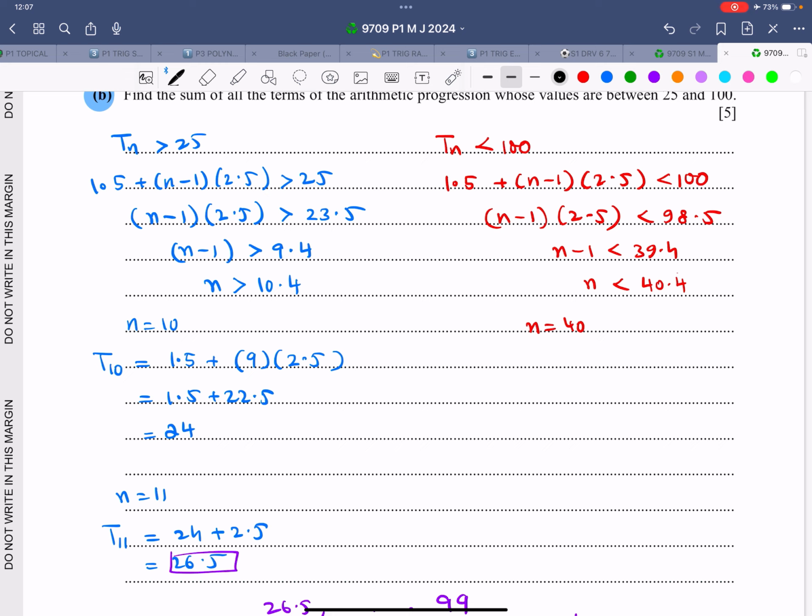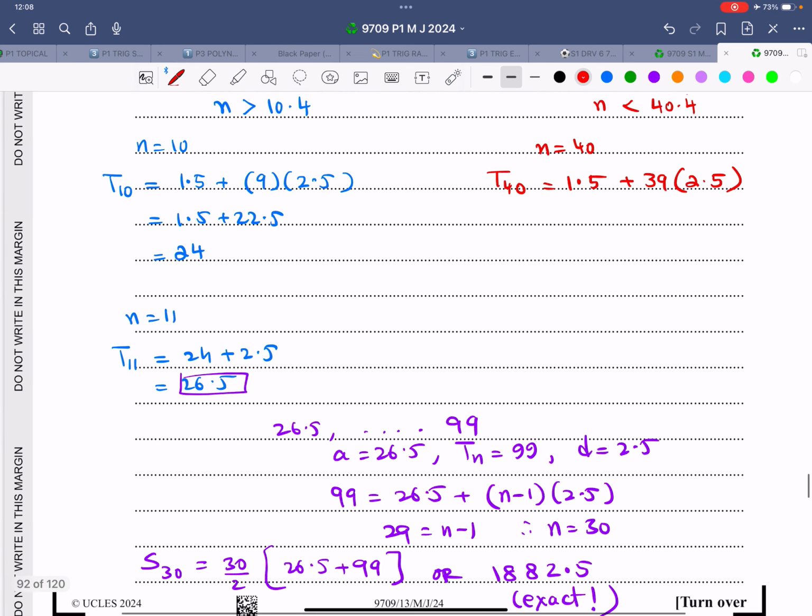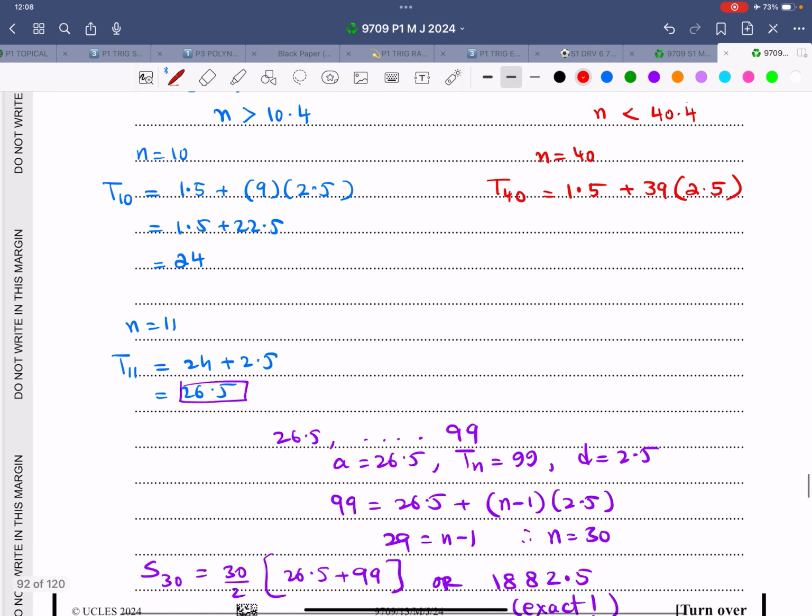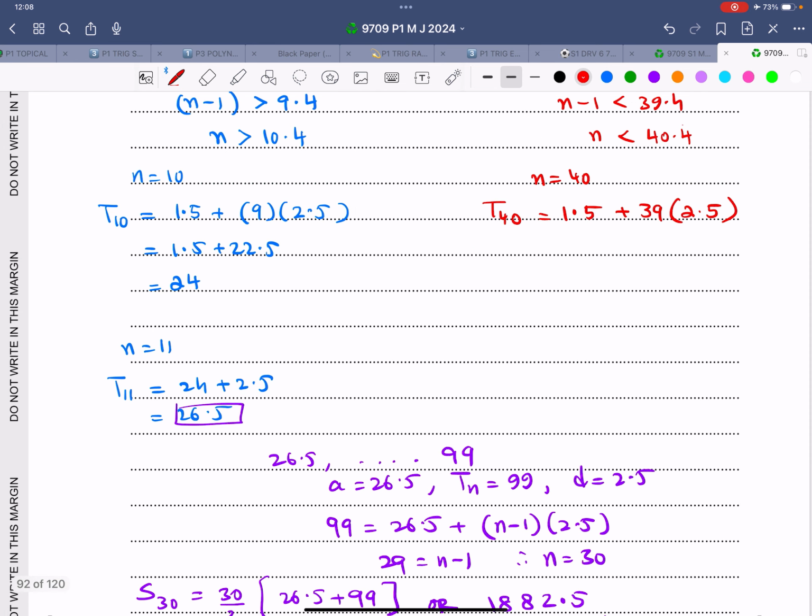So now Tn is lesser than 100 and what I do is that I write 1.5 plus n minus 1 into 2.5 lesser than 100. N comes out to be 40.4. So let me use n is equal to 40. Therefore T40 is equal to a, which is 1.5, plus 39 into 2.5. And now this value over here, this comes out to be, I think I don't have this value. Let me go ahead and double check this value.